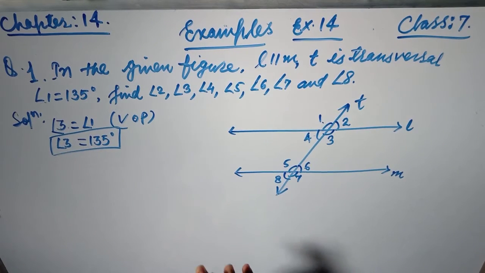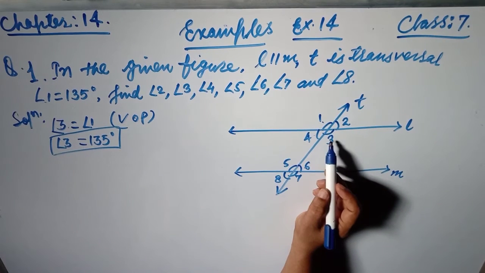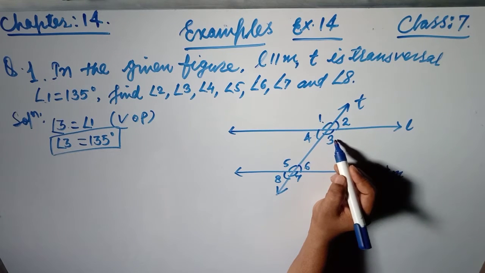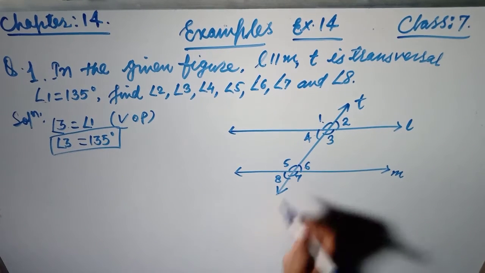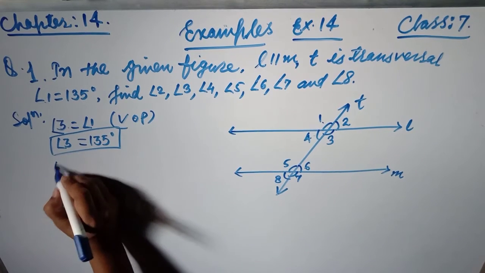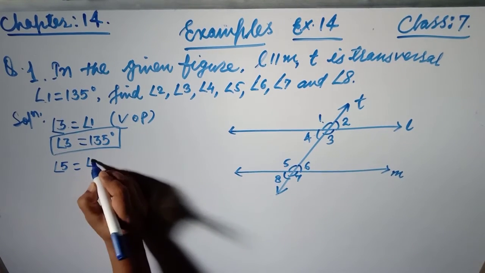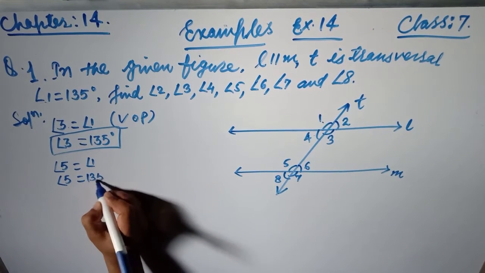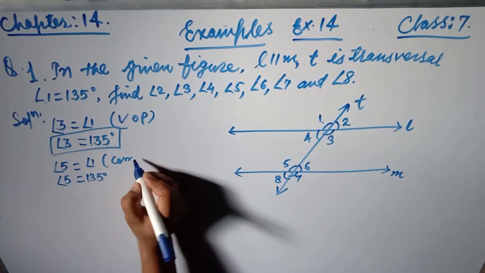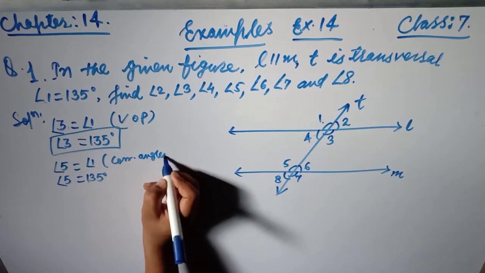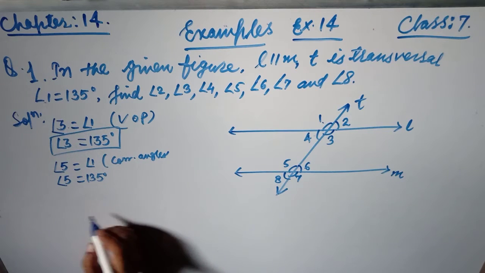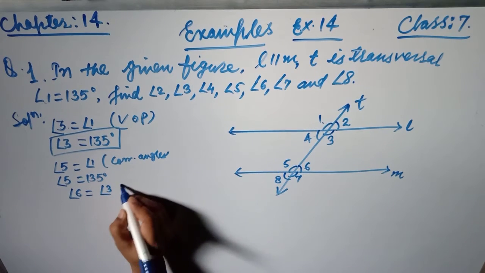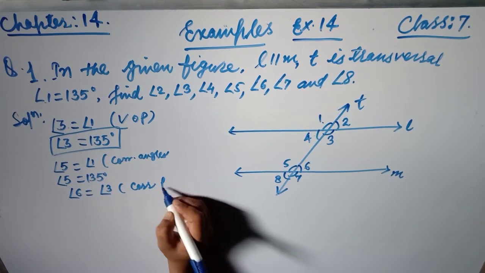Now friends see, look at the friends, here this angle 3 is equal to 135, so this angle 1 is equal to angle 5 friends, because of corresponding angles. So angle 5 is equal to angle 1, corresponding angles, and angle 1 is given 135. Now next friends, angle 6 is equal to angle 2 because of corresponding angles.